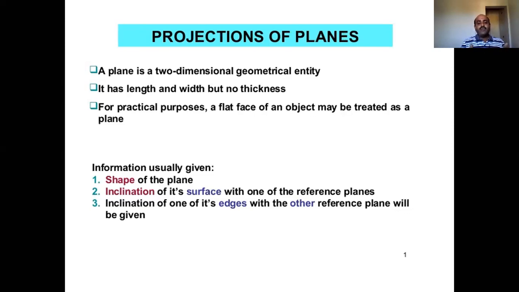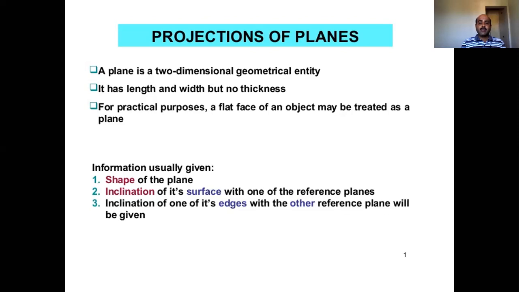This plane will have two dimensions. It is a two-dimensional object or two-dimensional entity, and it is represented only with the length and the width. The thickness will be there, but it will be very minimal, and hence we take it as a negligible thickness. So generally, we say that a plane does not have a thickness. And for all practical purposes, any flat face of an object will be treated as a plane.